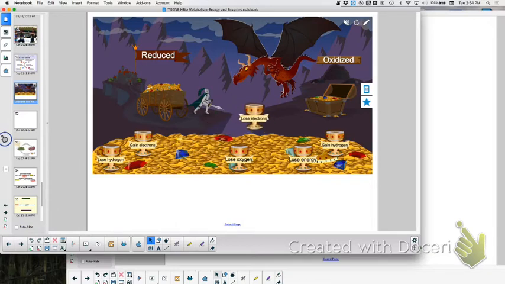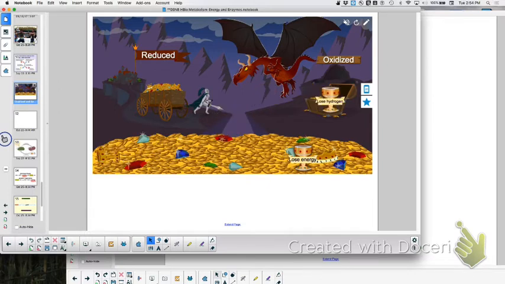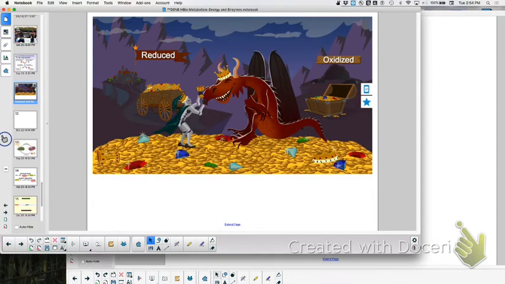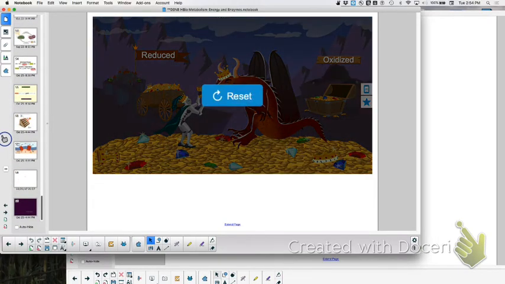Lose electrons. Where does lose electrons go? Oxidized. Gain hydrogen. Where does that go? Reduced. Gain electrons. Where does that go? Reduced. Lose oxygen. Where does that go? Reduced. Lose hydrogen. Oxidized. Lose energy. Oxidized. Yay! Dragon and I are friends. All right, perfect. Okay, now back here.